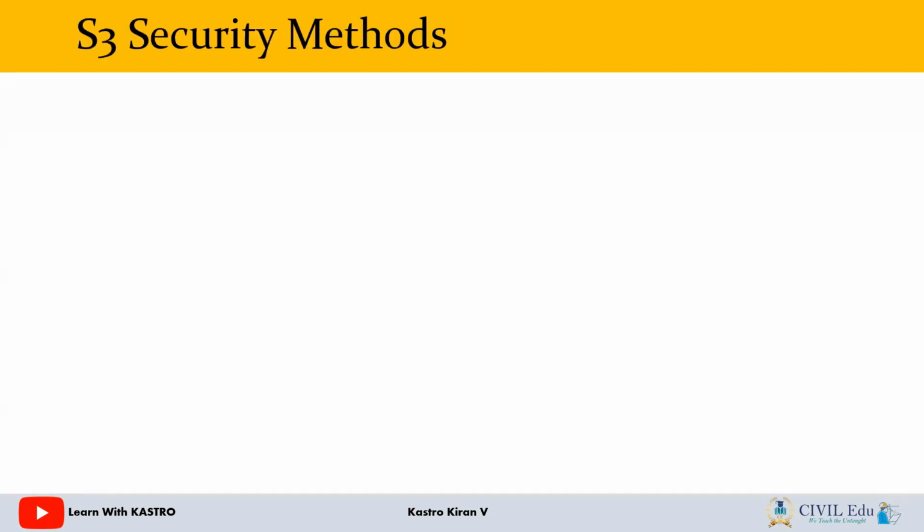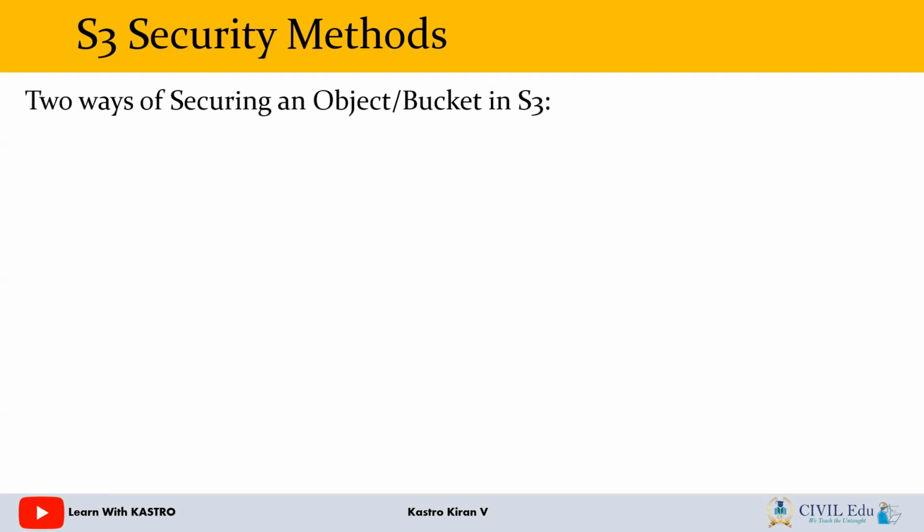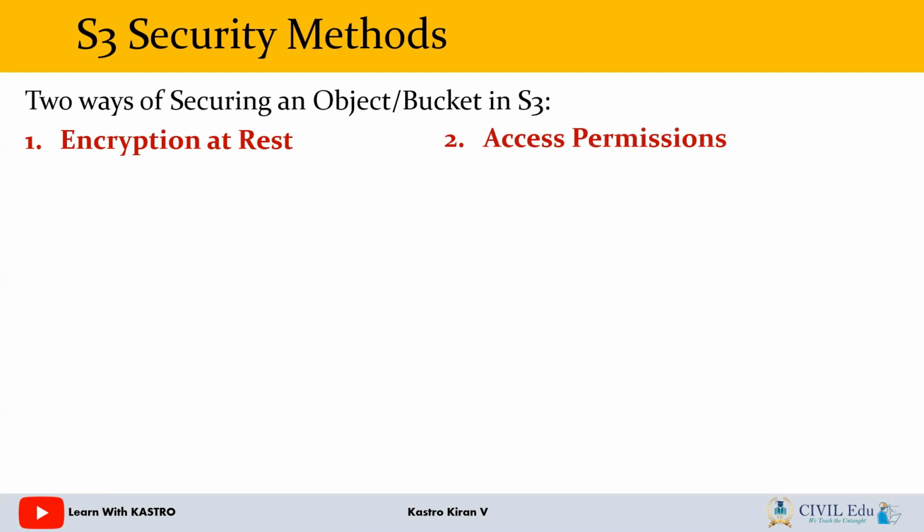Now let's look at the different security methods that we have in S3 security. There are basically two types of security methods to secure an object or a bucket in the S3 service. The first type is known as encryption at rest, and the second type is known as access permissions. Encryption at rest is divided into four categories, but broadly it has two categories.